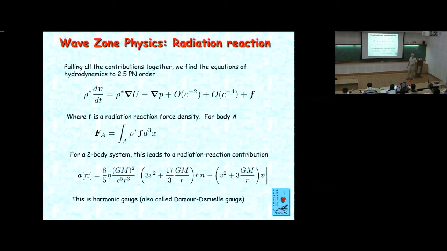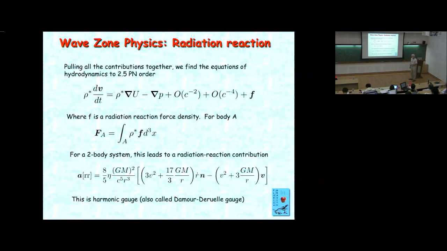If you're dealing with a system of just small bodies or point masses, then the force on each body, body A, is simply the integral of rho star times the acceleration, so it's rho star times this f d3x. If you're dealing with a two-body system, then you do this for body 1, for body 2, take the difference in acceleration between the two, and then you get the relative acceleration between the two bodies. And there's the answer for the 2.5PN acceleration.